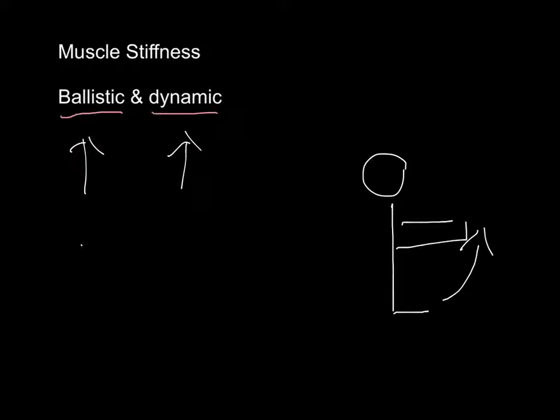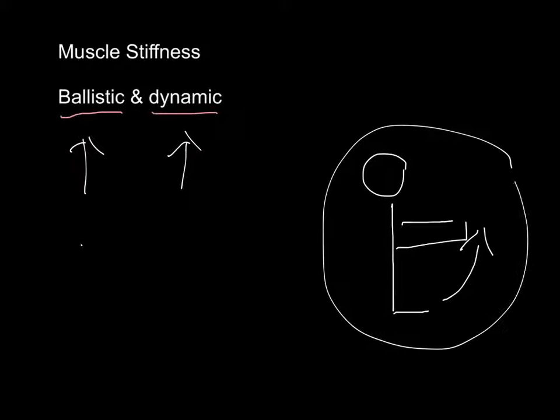So if you were to do this exercise over here and you're not doing it slowly, you're doing it quickly and maybe adding a skip in with it, that would be ballistic. But if you're just walking and slowly raising your leg up to touch your toe, then that would be dynamic. This is the best type of exercise to use while warming up.